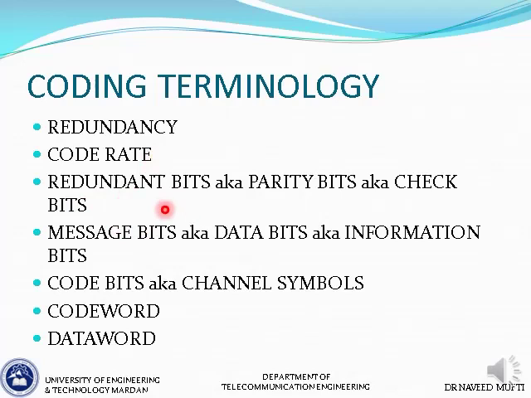With a selected number of message bits, we will add a few redundant bits. And redundancy is basically the ratio of parity bits to data bits. So the number of extra bits you add divided by the number of data bits, this ratio is called redundancy. Sometimes it is expressed as a percentage, so we multiply that by 100.